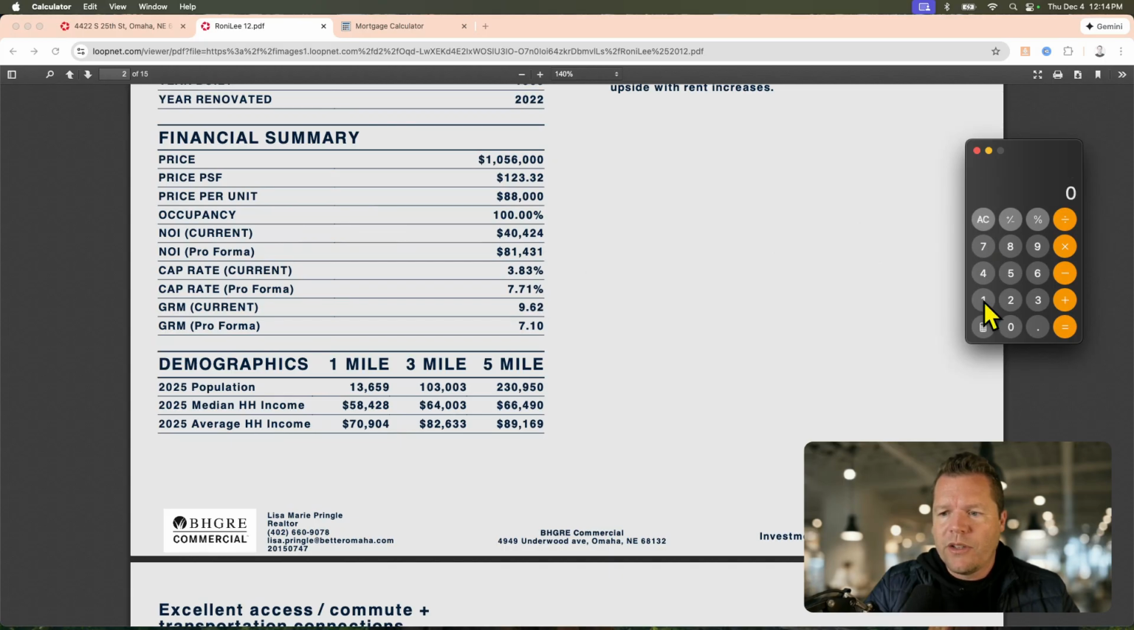So another way we could do this is we could take 1,056,000. We could divide that by, let's just use their current operating.